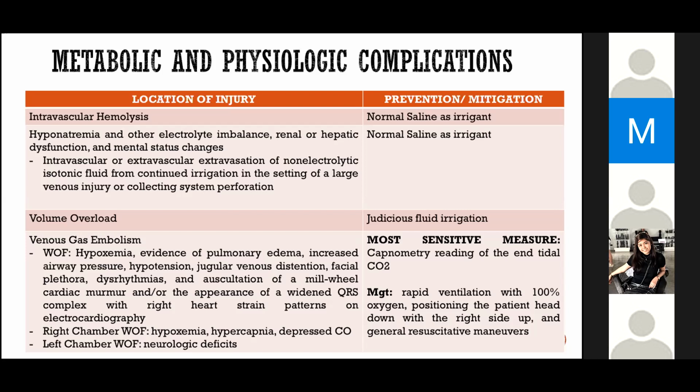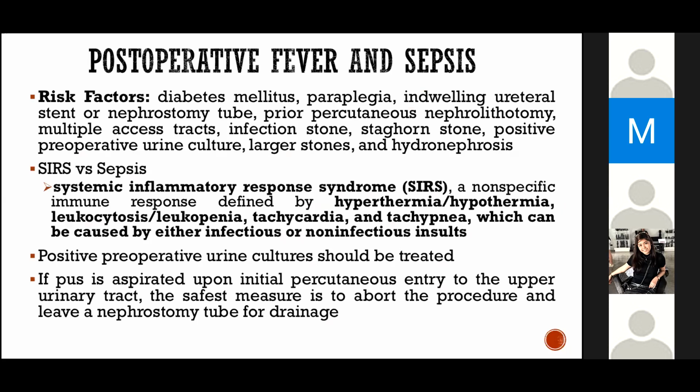For the right chamber, usually this would cause hypoxemia and hypercapnia and depressed cardiac output. If the patient has a patent foramen ovale, however, it could go into the left chamber directly and cause neurologic deficits or stroke. The most sensitive measure would be capnometry reading of the end-tidal carbon dioxide. Management would be rapid ventilation with 100% oxygen, positioning the patient's head down with the right side up to confine it to the right ventricle for easier removal or aspiration, and general resuscitative maneuvers.